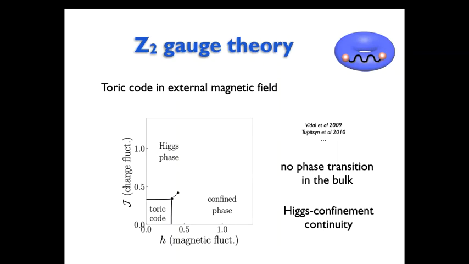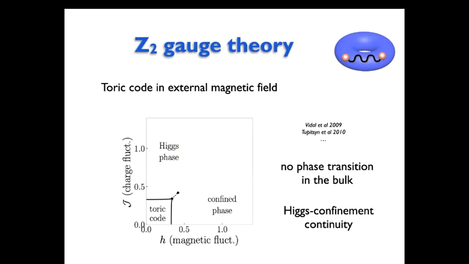Is the toric code not the Coulomb phase? The confined phase. Yes. Coulomb phase, yeah, you can call it Coulomb phase. There is no gapless photon here, but it is, yeah. Here is what they call it. So we can find gauge here, yeah.